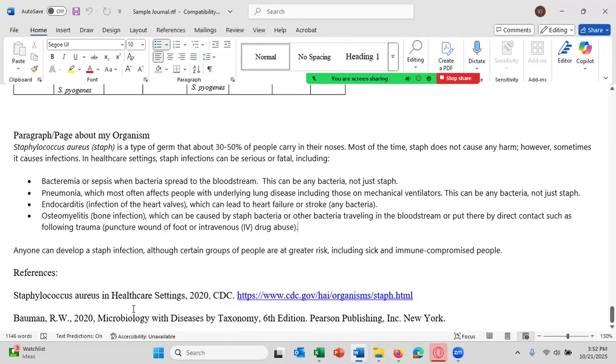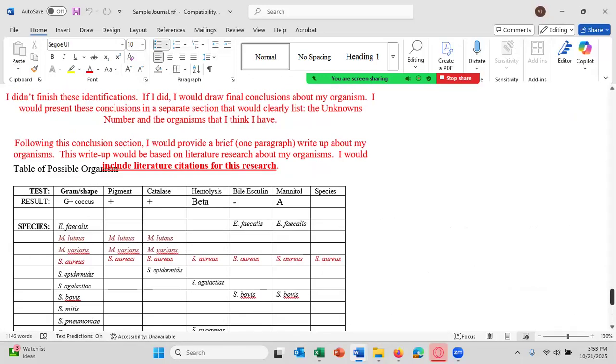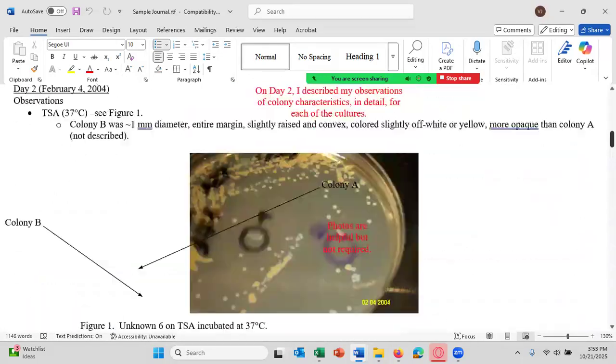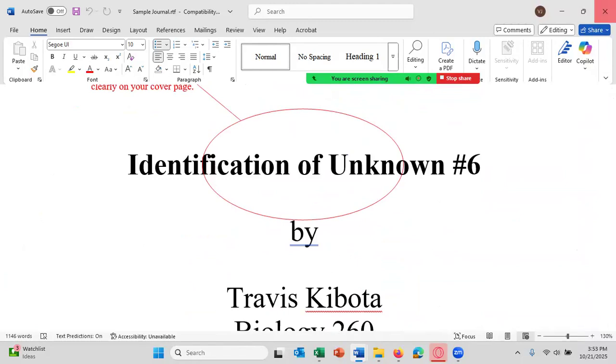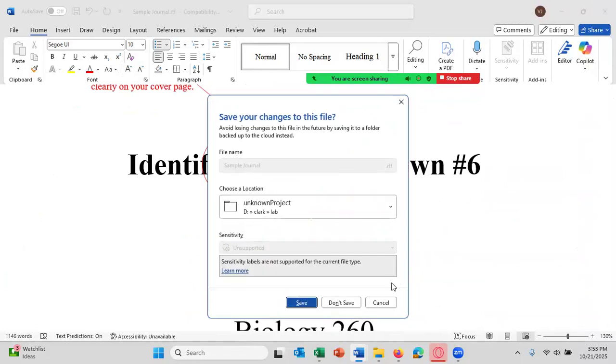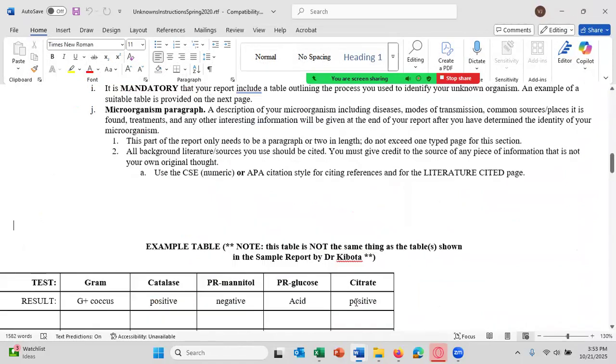Oh, wait a minute. Bauman. Oh, wow. We don't even use Bauman anymore. We use Tortora. I didn't know they used Bauman at Clark College, just because this is so long ago, before I was working here. All right. Any questions about the project? I didn't change it, did I? I think that's it.